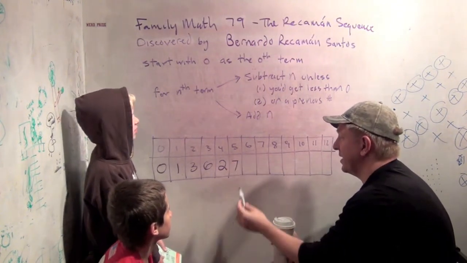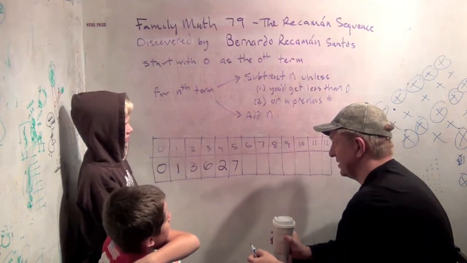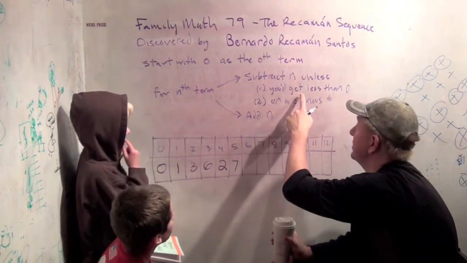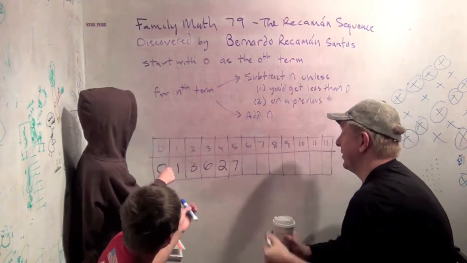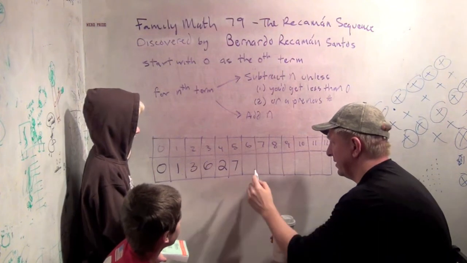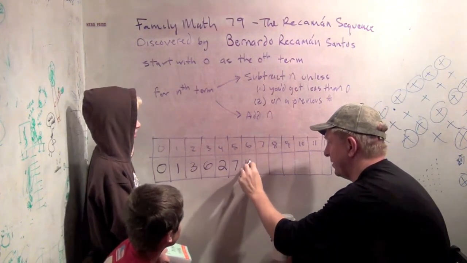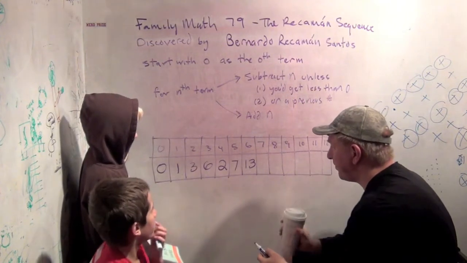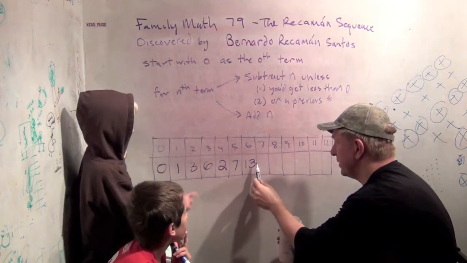What's next? If we subtract 6 from 7, we get 1. That's positive, but we already have it. Oh, shoot. So we have to add 6. 7 plus 6 is 13. Okay, now off to number 7. We would get 6, but we already have it.